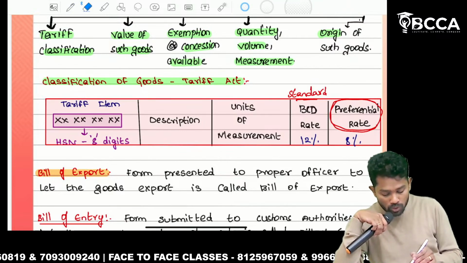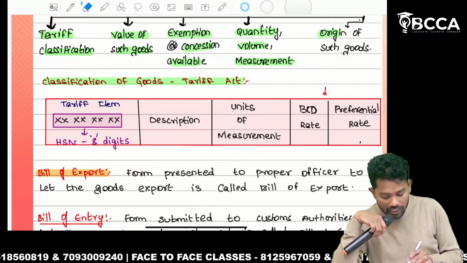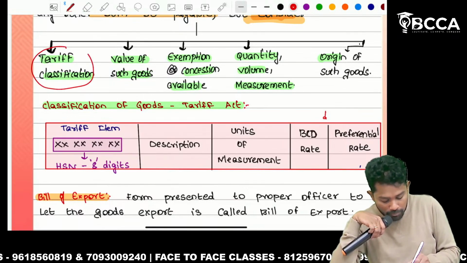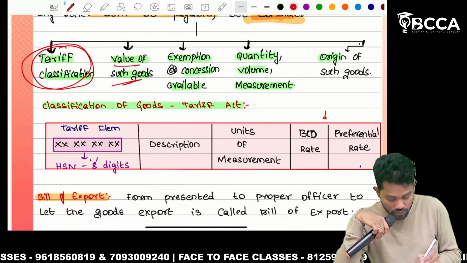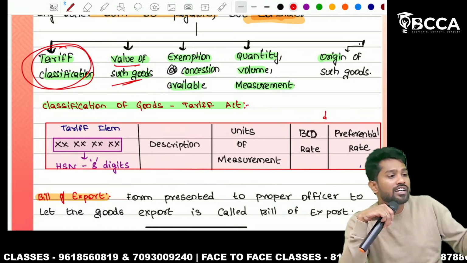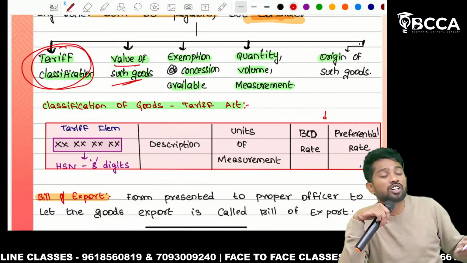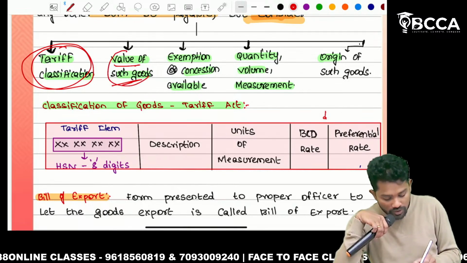So to know what tax rate has to be levied, we need to know what? Tariff classification. So while doing assessment, you should give importance to the tariff classification. Then the value of such goods. Why is value needed? Because based on value only we can levy tax. Let's say 12% is the tax. On what will such 12% be applied? On value only, right? So that's why value is important.